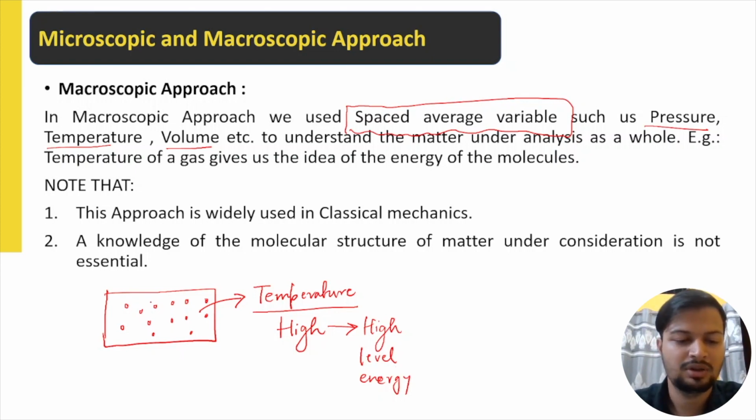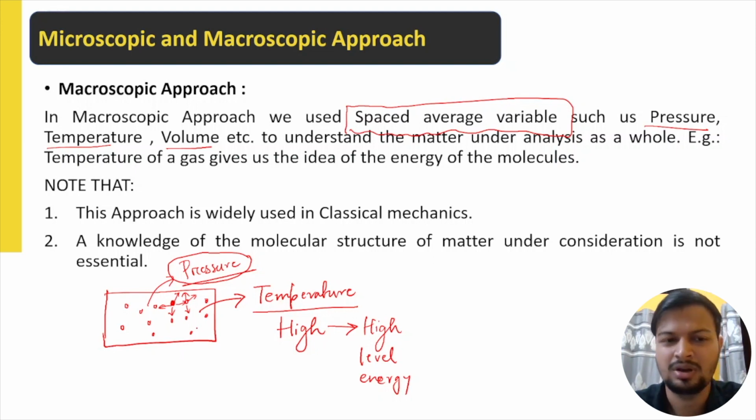Similarly, suppose we are recording its pressure and we get that the pressure of this gas is very high. Then we can understand that these molecules are colliding with each other at a very high rate. That's why the pressure is very high. So we are using parameters such as pressure and temperature to understand the state of the gas. We are not interested in studying each and every molecule of the gas.